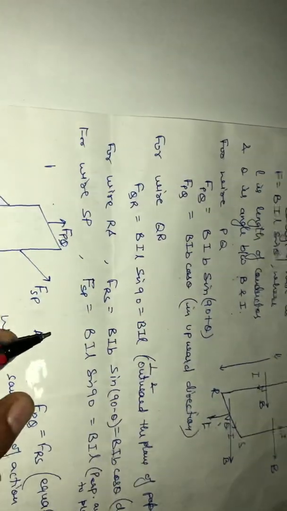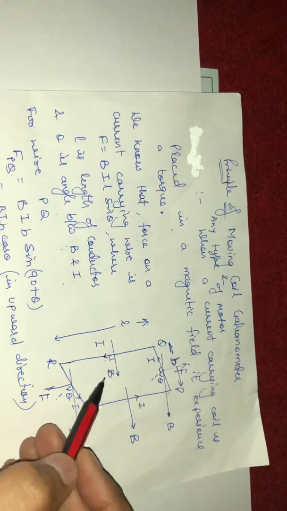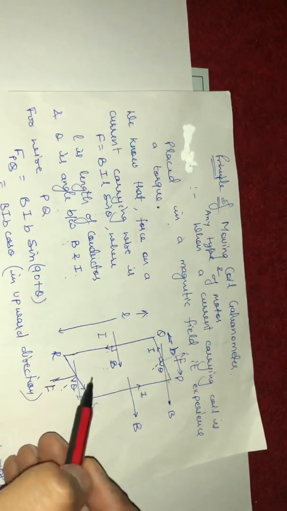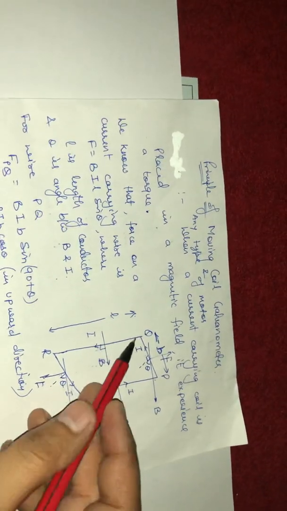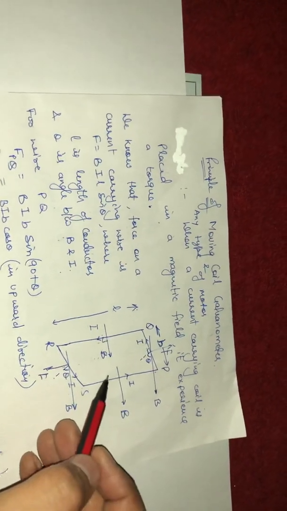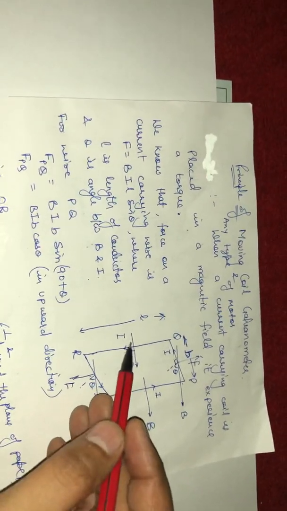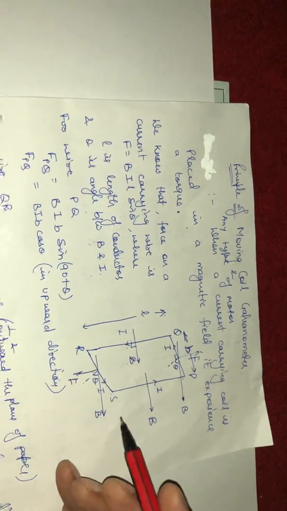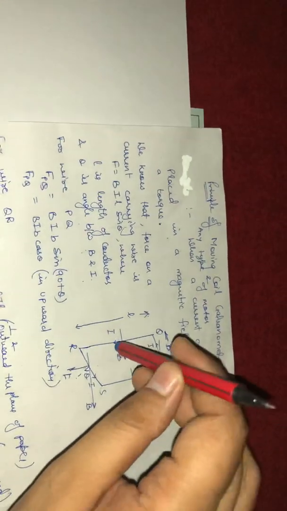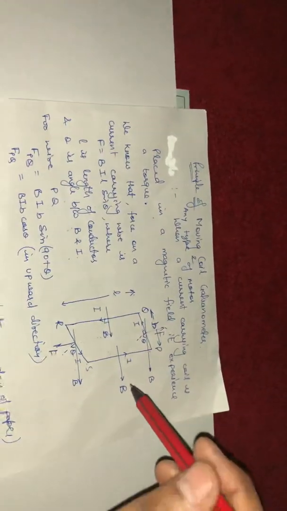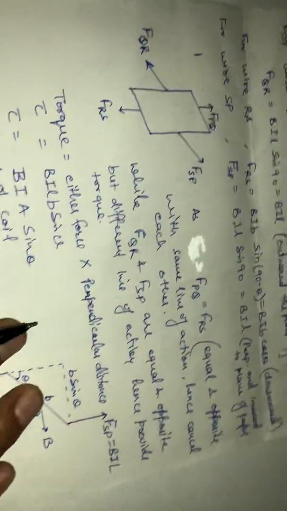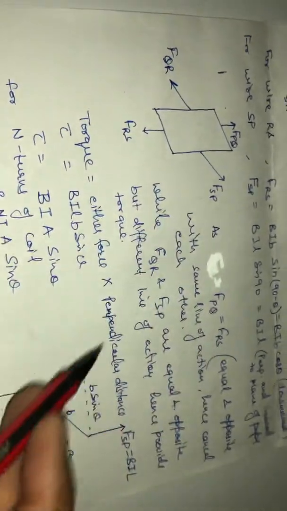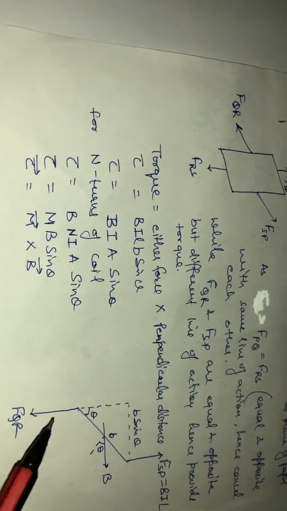Now before we redraw this figure, we can say that there are two forces, one upward and one downward, which cancel each other because their line of action is the same. But in this case the force on QR is in the upward, outward direction, and the force on SP is in the downward direction. Forces are equal and opposite, but their line of action is not the same. We redraw this diagram as the top view. The force on SP is in the inward direction, and the force on QR is in the outward direction.